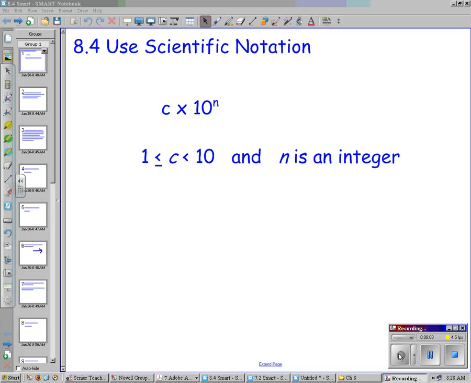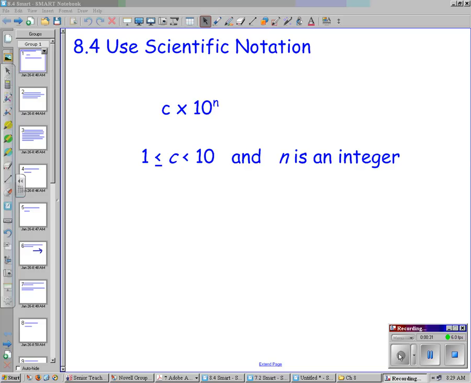We are doing section 8.4, which is scientific notation. And I want to remind you that scientific notation is written in a particular way. You have a constant, which is represented by the C, times 10 to a power. That n is your power. The constant that you have is always some number between 1 and 10.